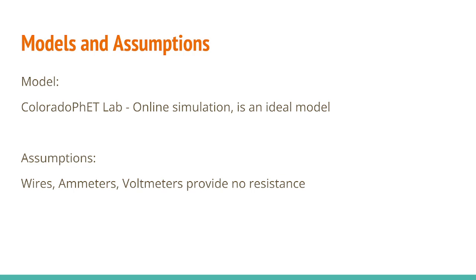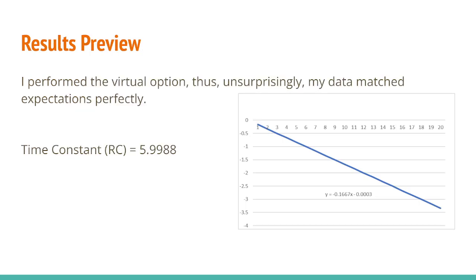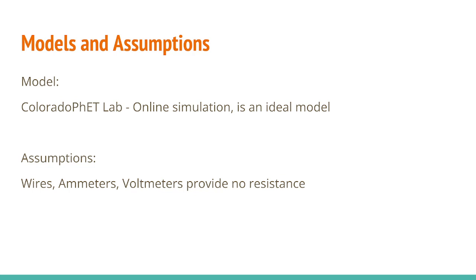Models and assumptions: this was done in a PHET lab, which is an ideal model because it's an online simulation. And some assumptions due to that are that there's no resistance anywhere there shouldn't be, so wires don't have resistance, ammeters don't have resistance, etc.